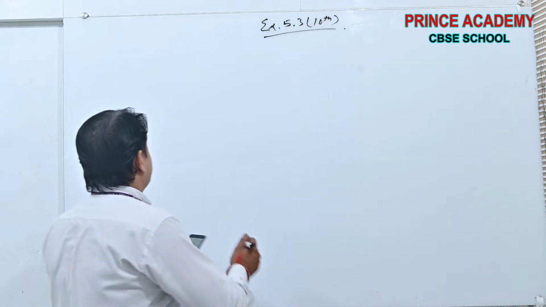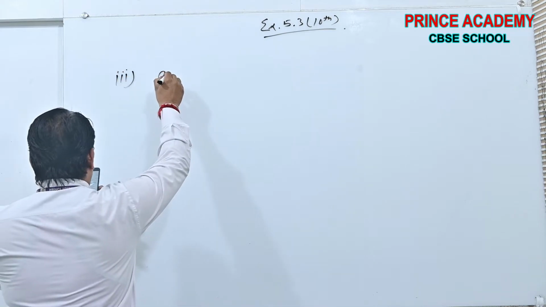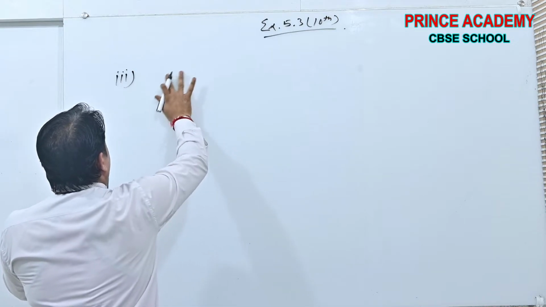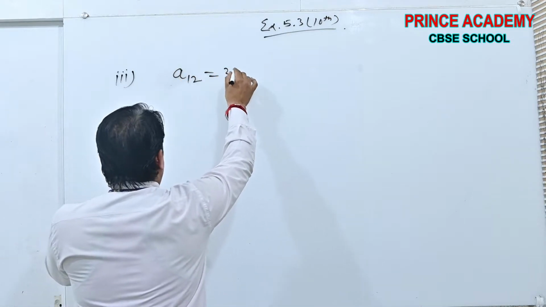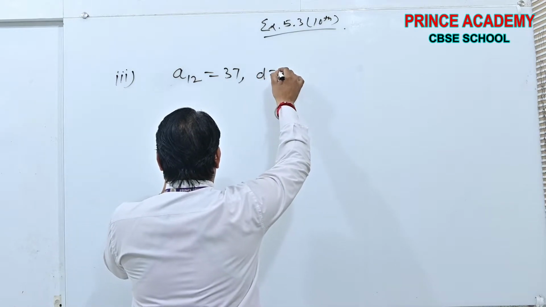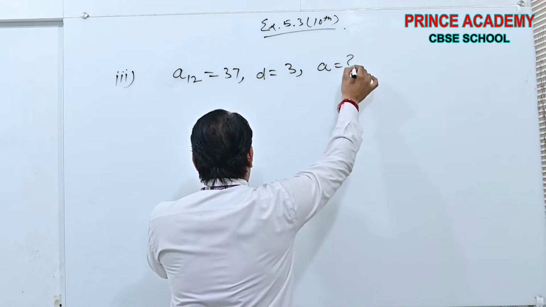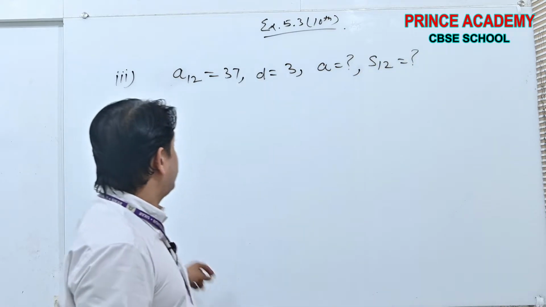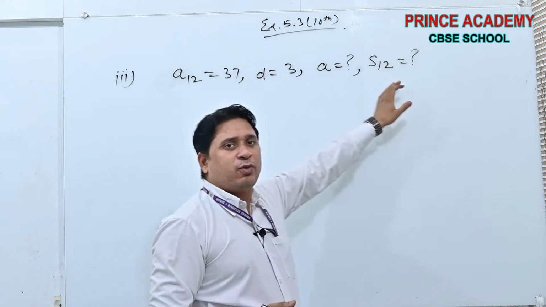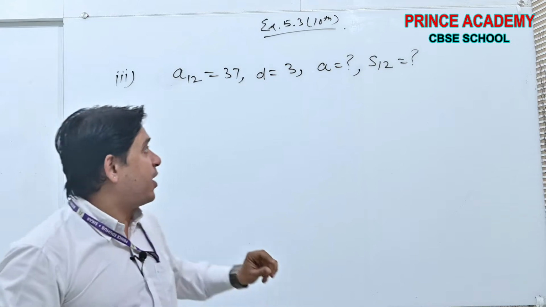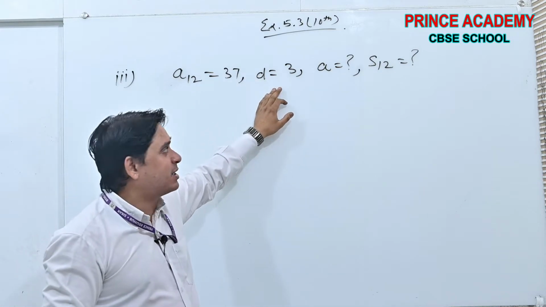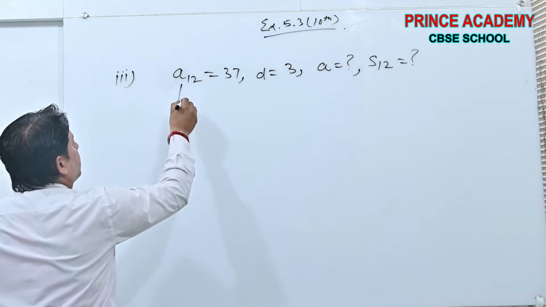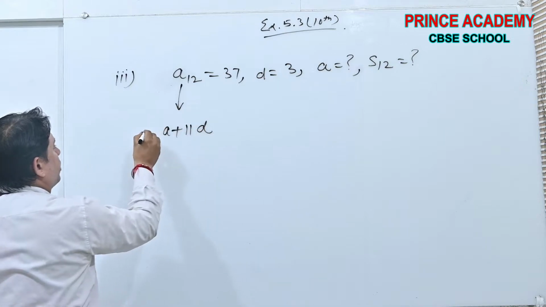Okay, third part, beta. See, what is the third part? Here the third part is a12 is 37, d is 3. Find a and S12. Okay. a12 and d is given. a and S12 is asked. The same as the last question where a was given, d was asked. Here d is given, a is asked. Do not worry. Use the brain. Yes or no?